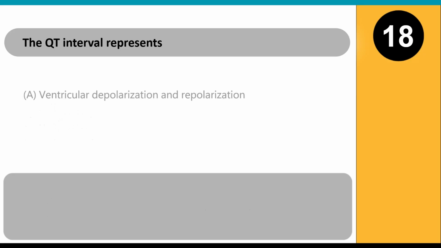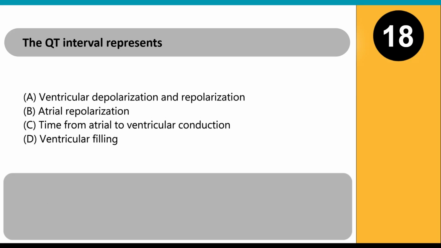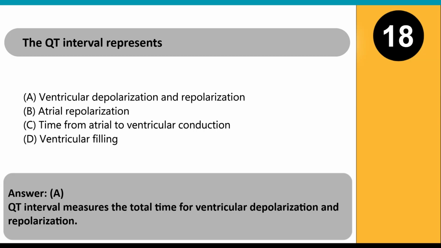The QT interval represents: A. Ventricular depolarization and repolarization. B. Atrial repolarization. C. Time from atrial to ventricular conduction. D. Ventricular filling. Answer A. The QT interval measures the total time for ventricular depolarization and repolarization.